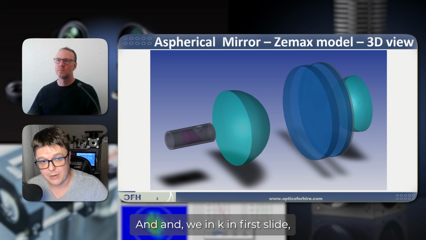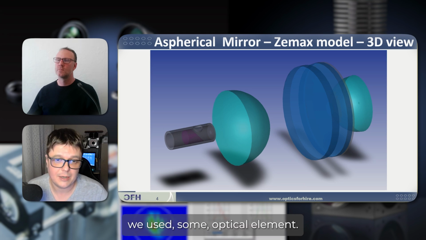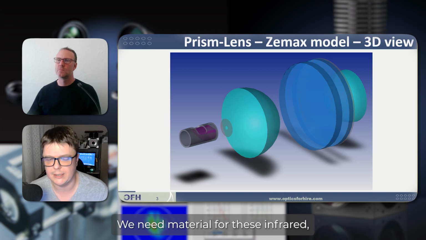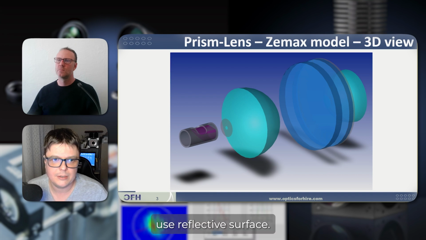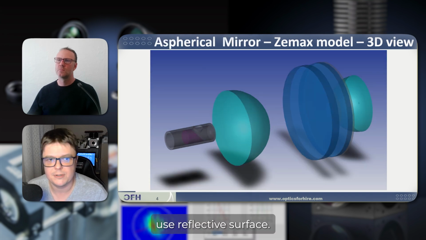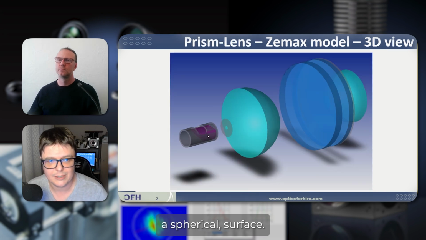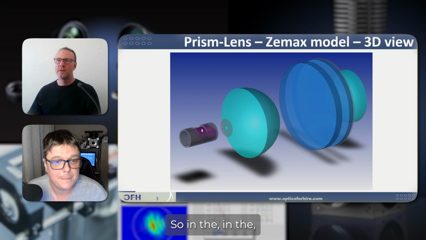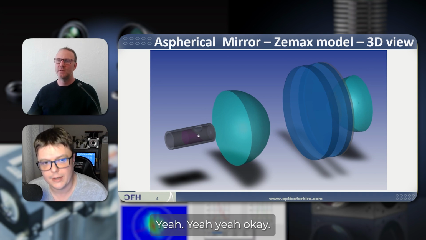To the fiber end. And in the first slide, we used some optical element. I don't remember exactly. Probably it was made from zinc selenide material for this infrared region. And the new lens uses a reflective surface. This is because it is easier to produce an aspheric surface like in the second image. So in the prism one, the light actually enters the optic. In this one, there's this aspheric mirror which reflects off the optic. Yeah. Okay.